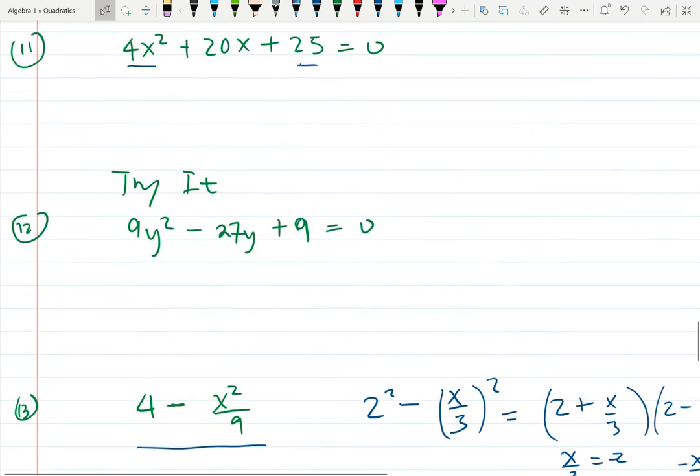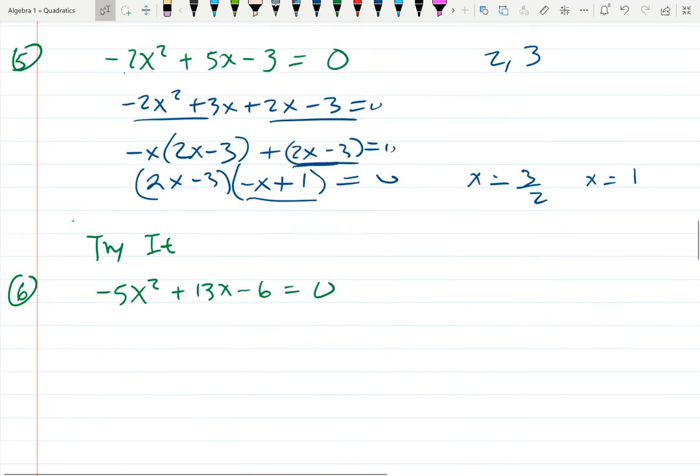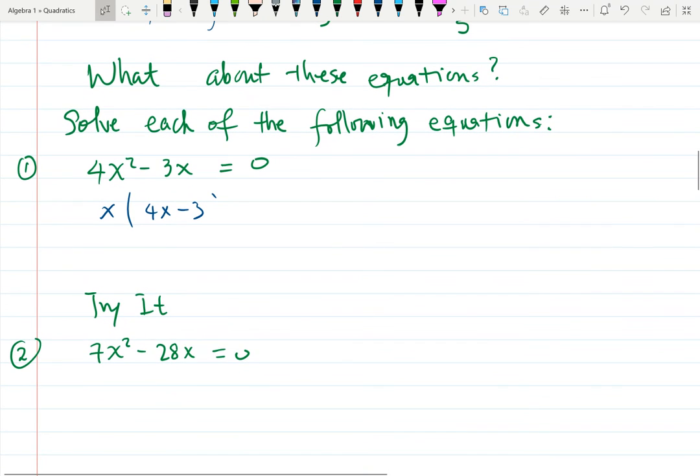And then from the next video, we are going to do word problems related to linear equations and quadratic equations. Keep on practicing, practicing, and practicing.